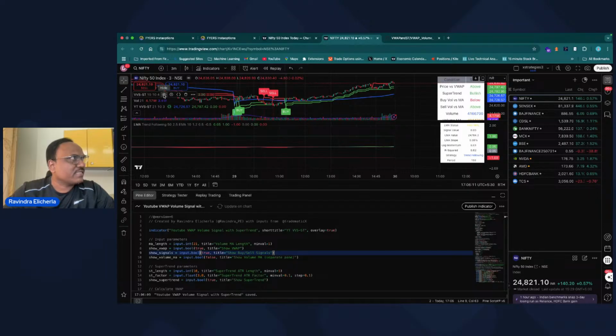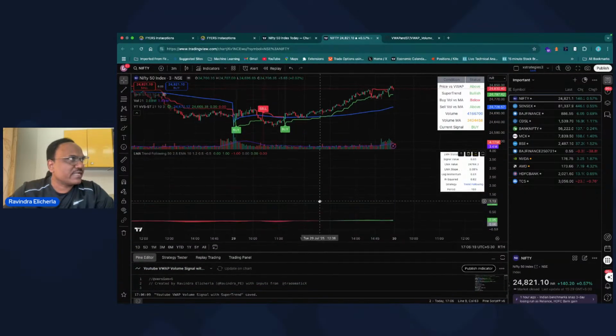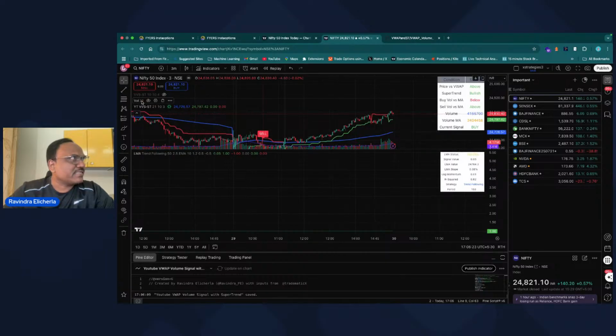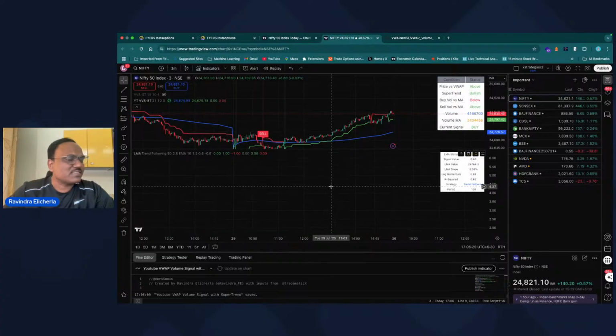Now I will hide this, or delete this. No, I will hide this, because I need to use this tomorrow. All right, I think that's all. Once you do that, the indicator is pretty much up and running there. The only thing I added is the volume. I'll come back to volume in a moment. But overall, this is the indicator.